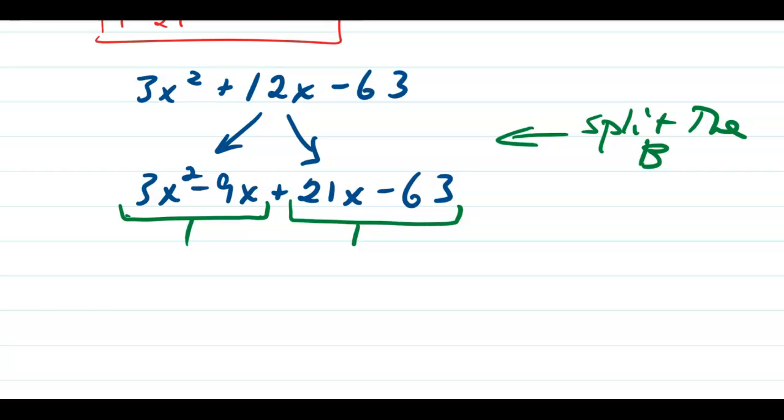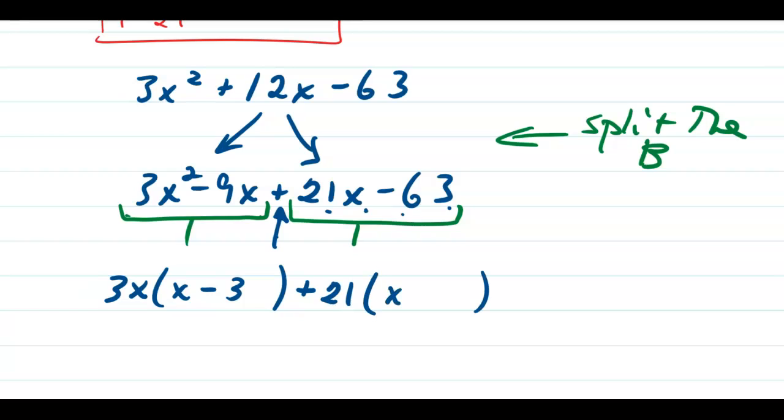So 3x squared and 9x, 3x is the GCF of that. And 3x times x is 3x squared. 3x times minus 3 is negative 9x. Now there's a plus sign here, so we're going to put a plus sign here. And we look at 21x and we look at 63. 21 times 3 is 63, so the number 21 is the GCF of this second group. And 21 must multiply x to get 21x, and 21 must multiply minus 3 to get negative 63.